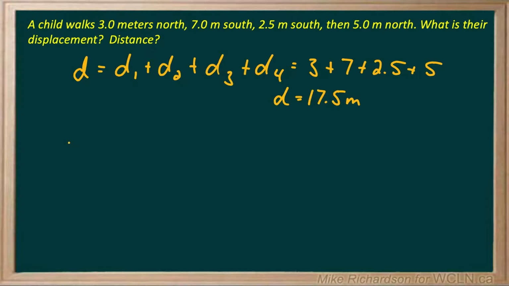Now displacement is a vector. So if I draw it in order, he starts by walking 3 meters to the north. Then he changes direction. So if I go tip to tail and watch 7 meters to the south, and then he continues south for another 2.5 meters. And then he changes direction and comes 5 meters back in the north.